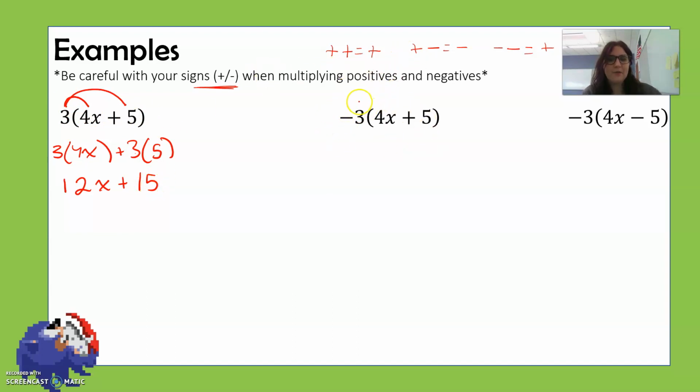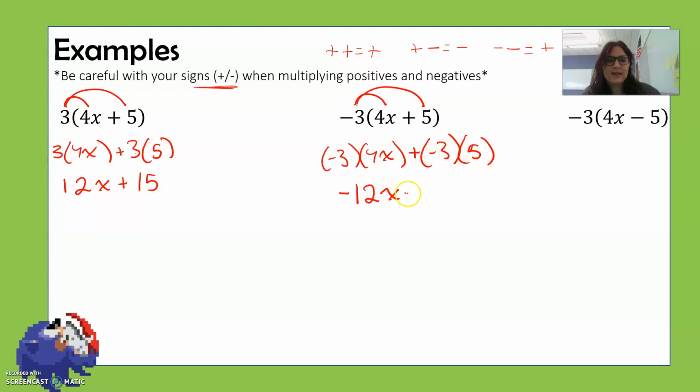Now, we have a negative in the second one. So negative 3 times 4x, and then we have negative 3 times positive 5. So plus negative 3 times positive 5. Negative 3 times 4x is negative 12x. And then negative 3 times 5 is negative 15, or plus negative 15. This is the hard part with the negatives. Just keep these rules in mind at the top.